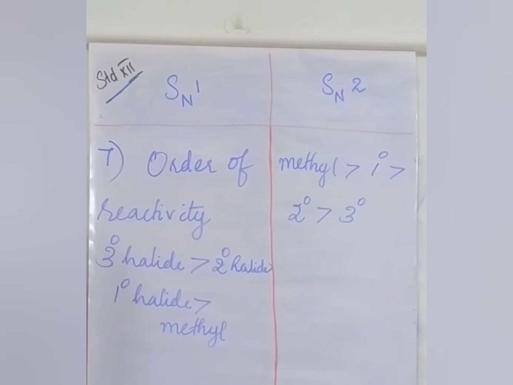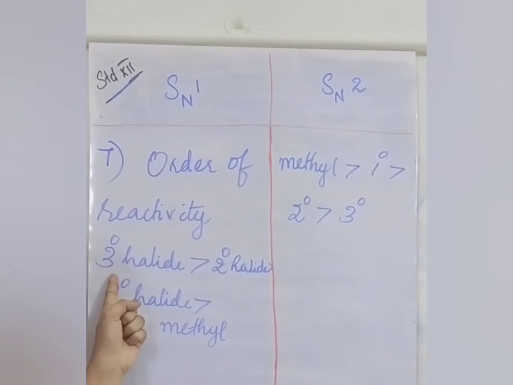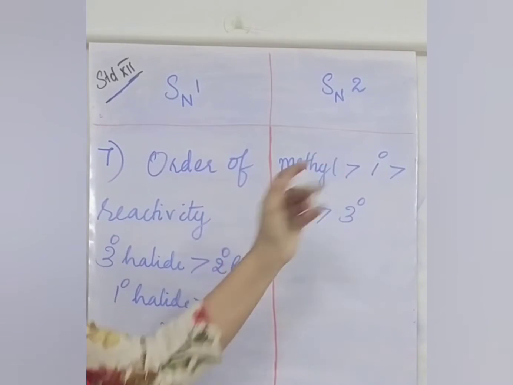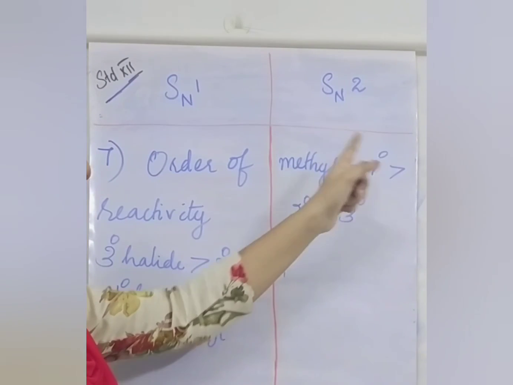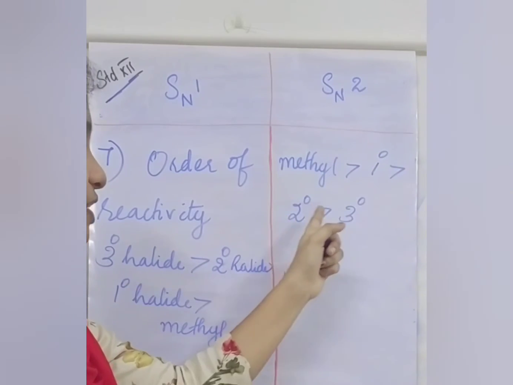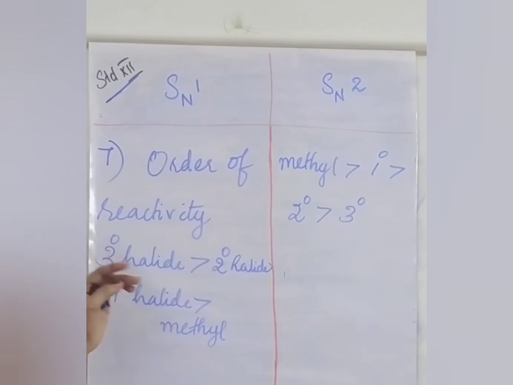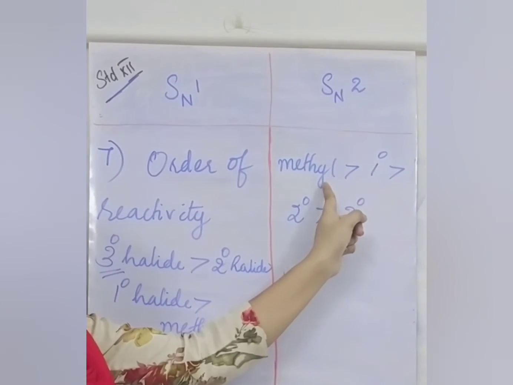The order of reactivity: in SN1, remember like this, if you are taking 1, it will be 3. Tertiary halide is greater than secondary halide, then primary halide, and then methyl. And here in SN2 it will be methyl greater than primary, greater than secondary, greater than tertiary. So remember like this: for SN1, you take tertiary, and for SN2, you take methyl.